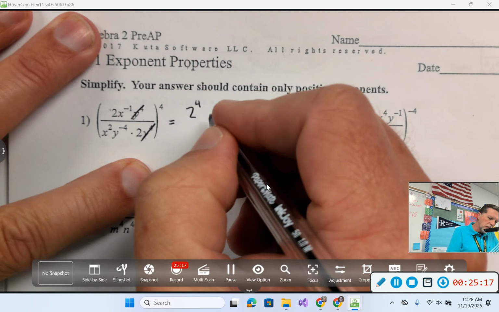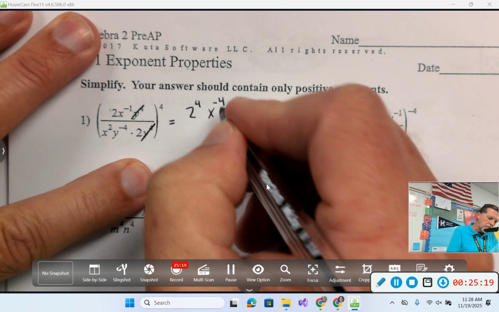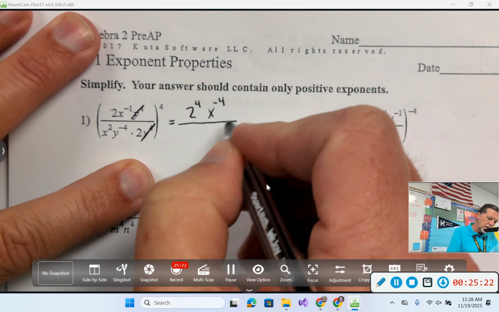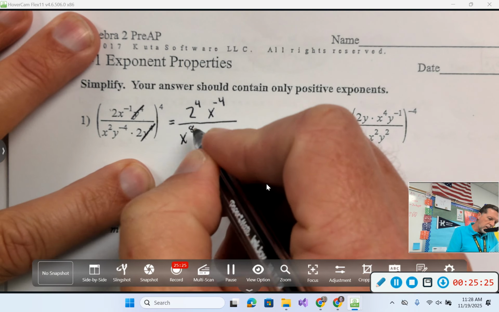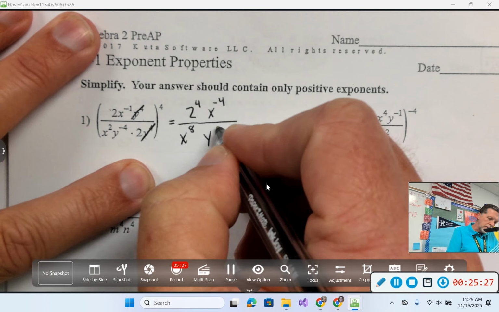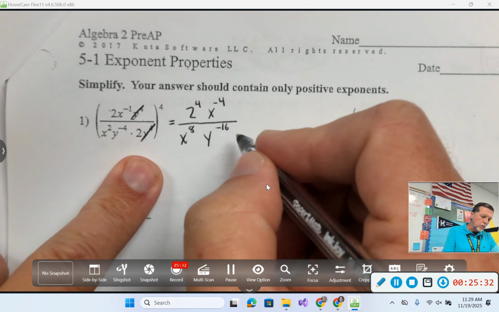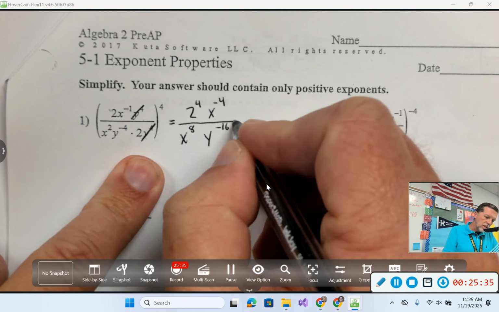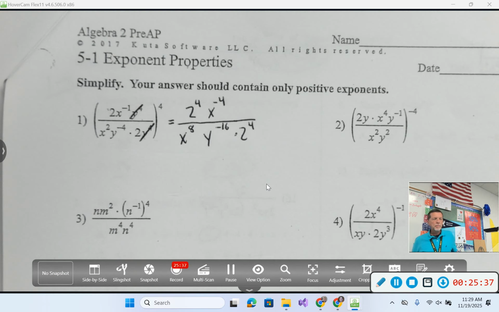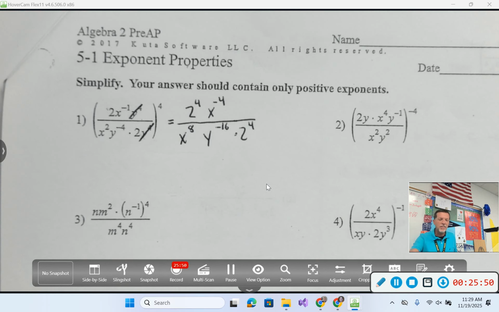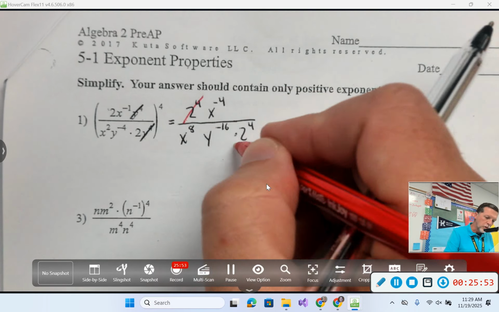So 2 to the 4th, x to the negative 4, because power to a power we multiply, x to the 8, y to the negative 16, and be careful, be neat when you're canceling things, because there's still a 2 down there. 2 to the 4th. Okay. 1, 2, 4, and 2, cancel. Again, there's multiple paths to go. Probably the easiest one thing to do first is 2 to the 4th and 2 to the 4th would cancel.